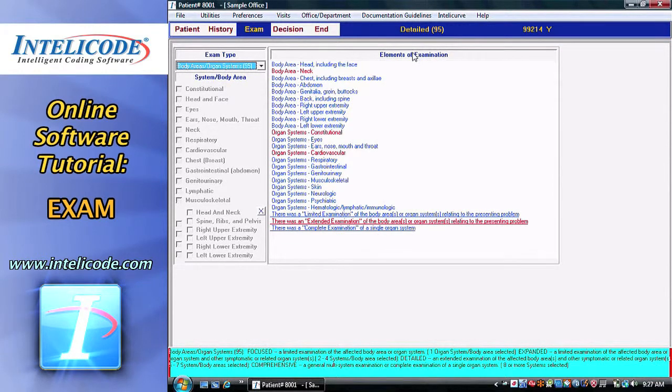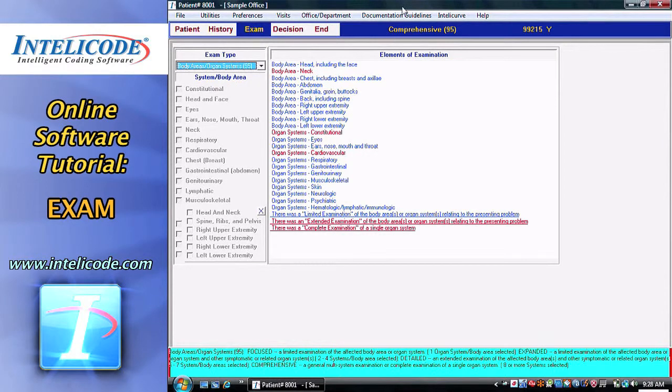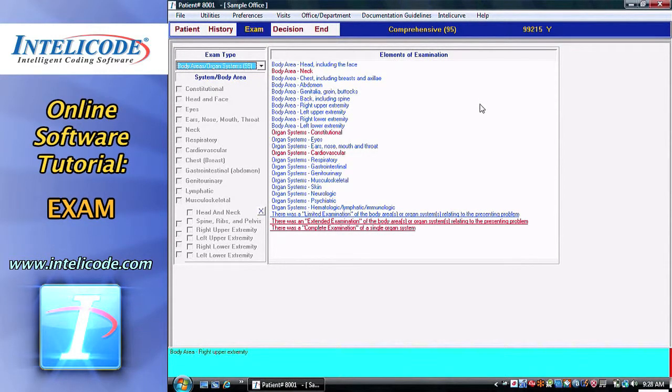Remember also in the 1995 guidelines, there is the comprehensive examination of a single organ system. Don't have a lot of guidelines as far as that's concerned, but again, if you've made that judgment call, you can click complete exam of a single organ system and come up with a comprehensive exam. Again, you're making those judgments. Well, let's step back and say, well, you know what? I don't think that this was very detailed. We had lots of information, but I don't think it was a detailed exam. So I'm going to step back and say it's a limited exam.